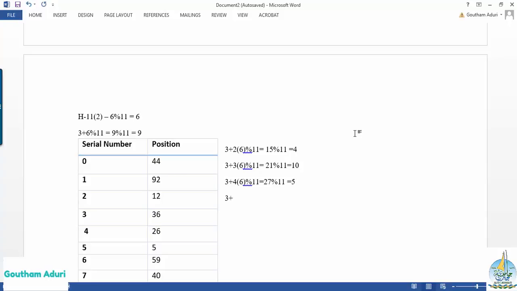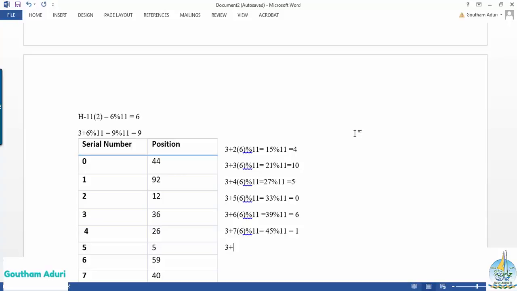3 plus 5 into 6, h2 is 6, mod 11, so it's 33 mod 11, so 11 3s are 33, 0 is also getting collision. 3 plus 6 into 6 mod 11, so it's nothing but 36 plus 3, 39 mod 11, so it's going to be 33 and 6, 6 is also getting collision. 3 plus 7 into 6 mod 11, 42 plus 3, 45 mod 11, it's going to be 11 4s are 44, 1 is also getting collision.